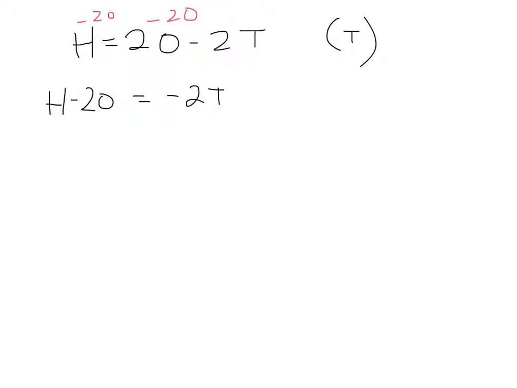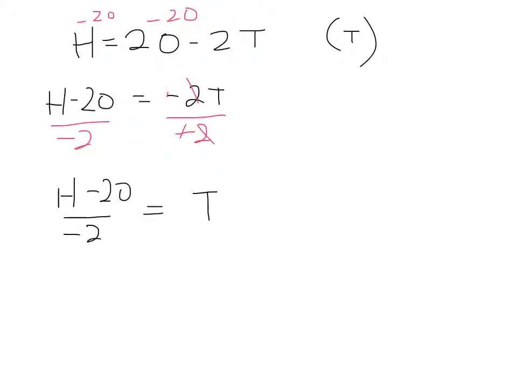The next thing that we need to do is to get rid of that negative 2 in front of the t. So we're going to divide both sides by negative 2. The negatives will cancel down and the 2s will cancel down. We end up with t is equal to H take away 20 over negative 2, or to get rid of that negative 2 on the bottom, we can swap the order of things on the top.